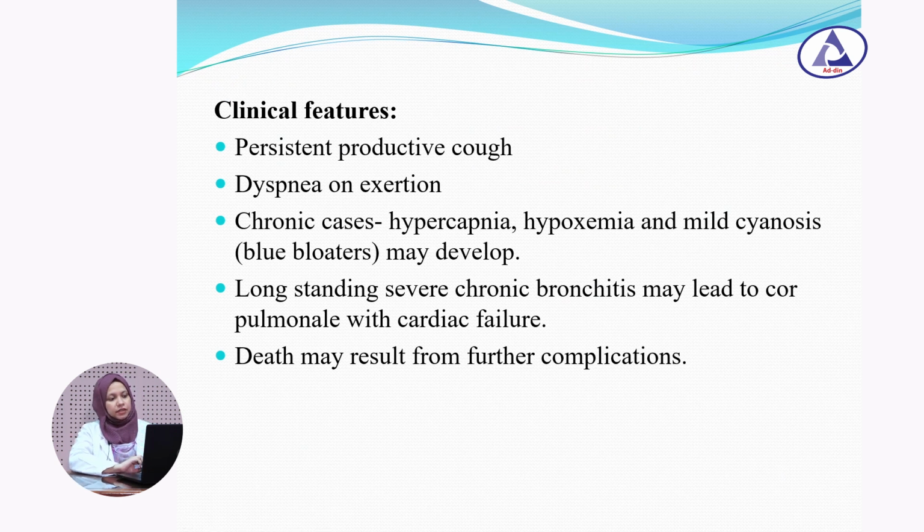The clinical features include persistent cough, which is productive, and dyspnea on exertion. In chronic cases, there may be hypercapnia, hypoxemia, and mild cyanosis may develop. Long-standing severe chronic bronchitis may lead to cor pulmonale with cardiac failure. Even death may result from further complications.